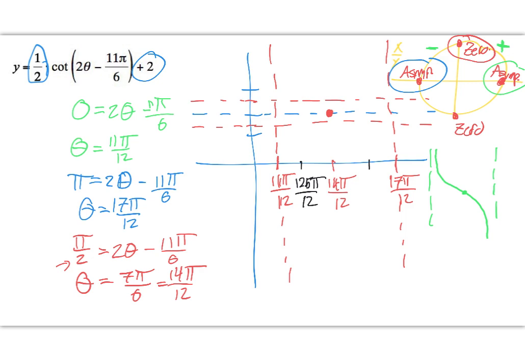Then between the other two, 14 and 17, is going to be 15.5 pi over 12. Again, it's exactly between those 2 points. Cotangent has a shape that goes from top to bottom. So we're going to get our points there, match those asymptotes, and give us a nice curve.